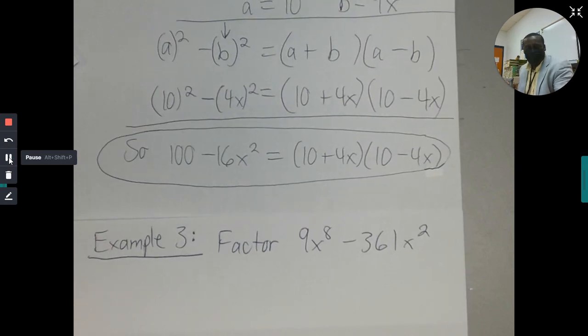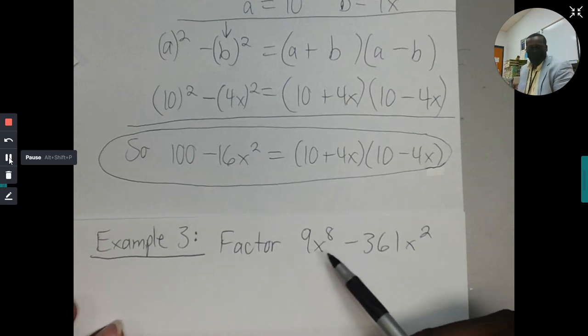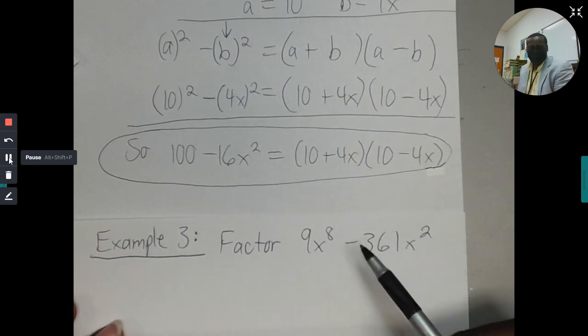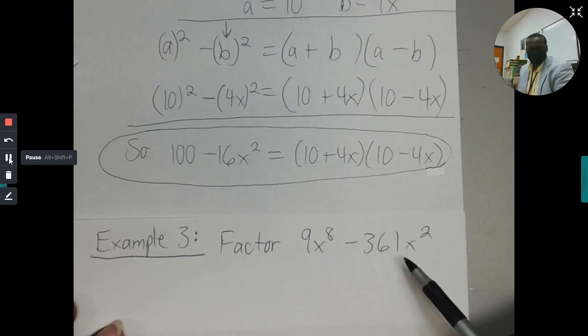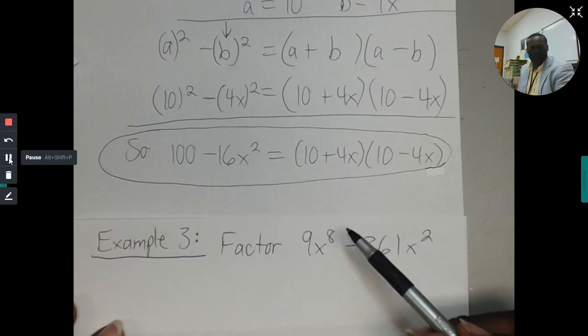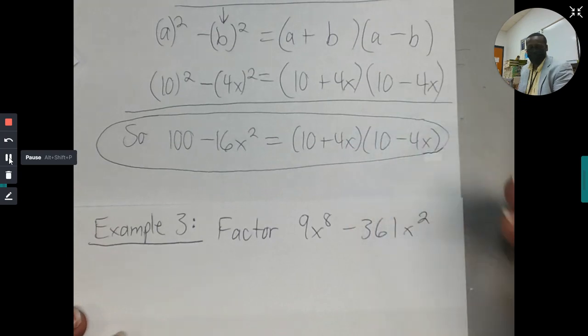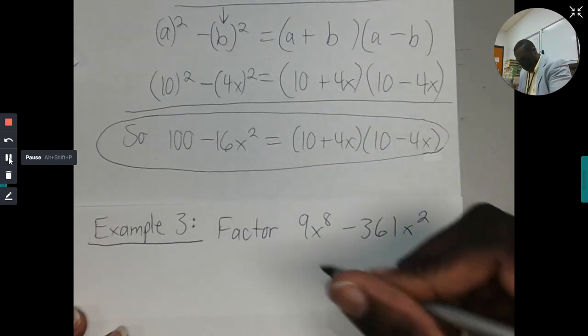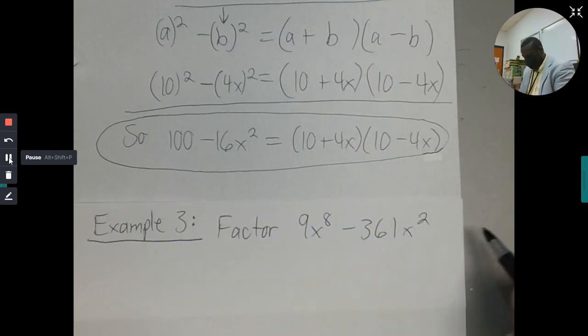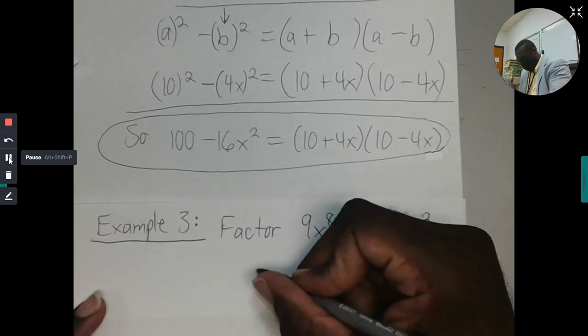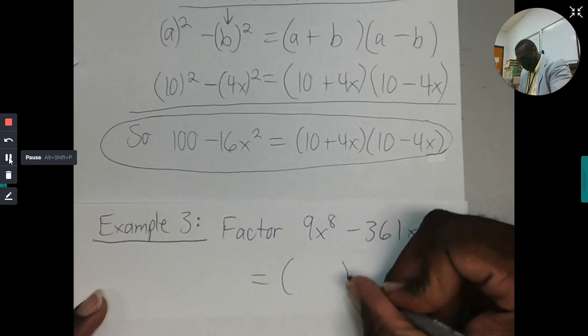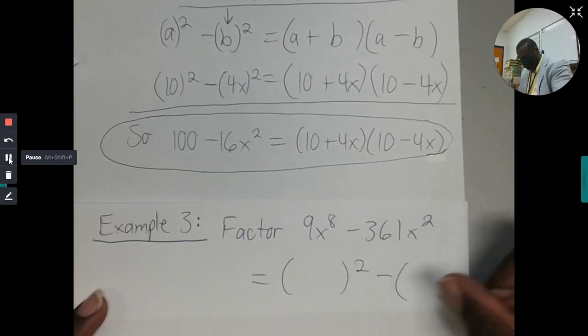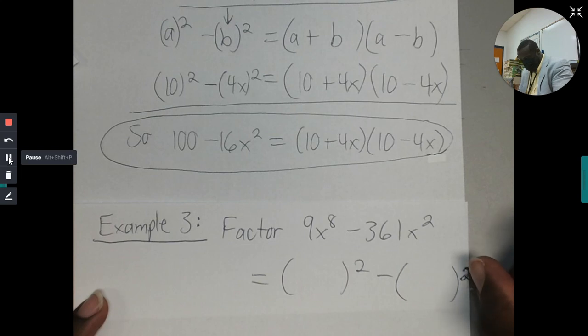All right, so we're going to look at one last little example. You may see something like this on your final exam. This looks a little bit more complicated, but again, you may see something like this on your final exam. So let's see here. Remember that when we're factoring a difference of squares, first we want to see if we can write it in that form of something squared minus something squared, a squared minus b squared.